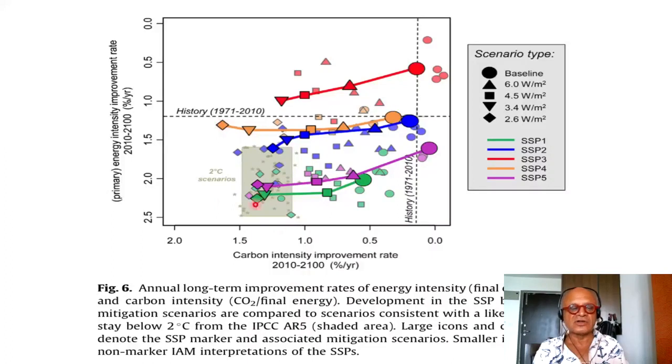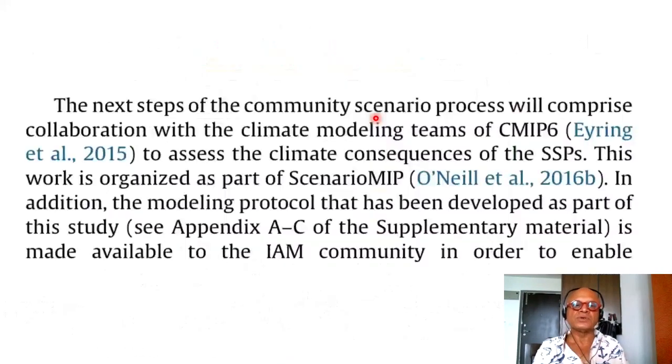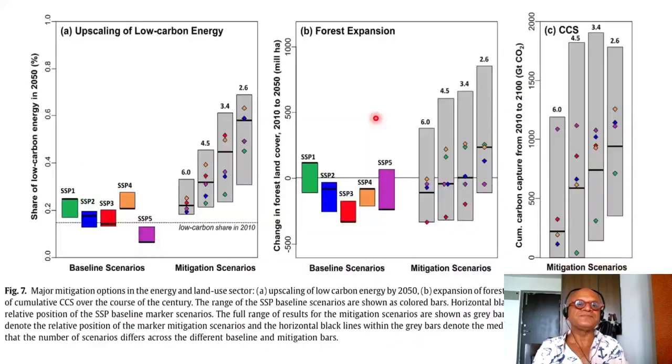Large icons and colored lines denote the SSP marker and associated mitigation scenarios. So SSP 3 goes here, SSP 5 comes down here, and SSP 1, the most benign one, stays down here with energy intensity and carbon intensity both being low, right? Smaller icons denote non-marker IAM interpretations of the SSPs, so you can see different markers here. I think I should hurry up on this.